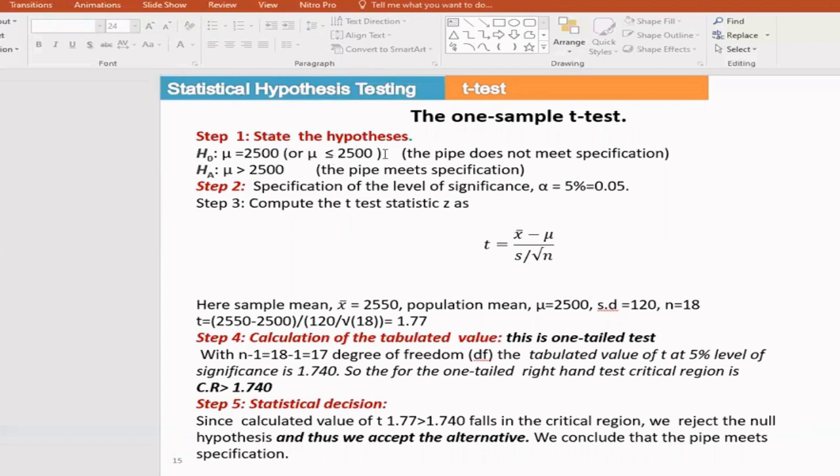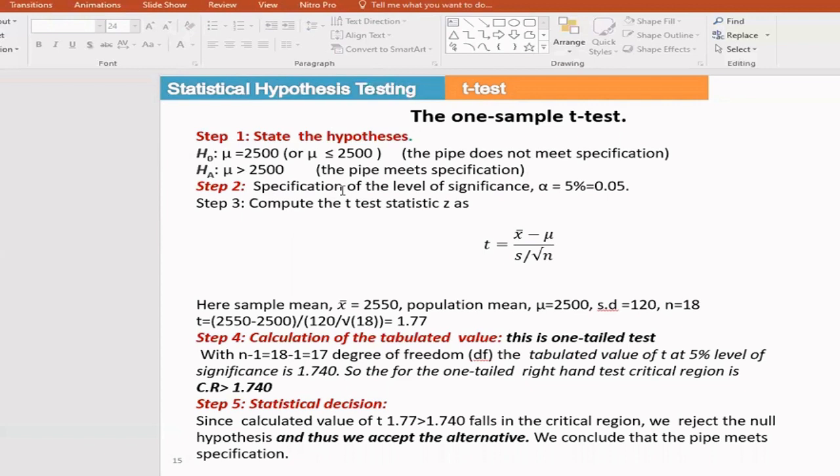So in step one of the hypothesis test, we have to formulate the null hypothesis and alternate hypothesis. The null hypothesis is that it is equal to 2,500. That is, the strength of the pipe is 2,500, and the pipe does not meet the specification. And the alternate hypothesis will be more than, that is, the pipe meets the specification. This is the null hypothesis and alternate hypothesis.